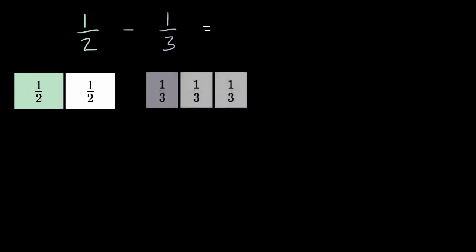And we can visualize a third this way. If this whole thing is a whole, I divide it into three equal sections, and one of those three equal sections is a third. So what we want to do is take away this gray box from this green box and figure out how we can mathematically say what is left over.